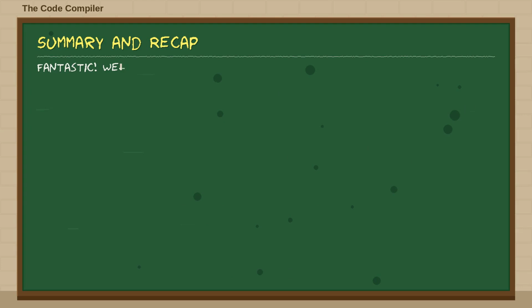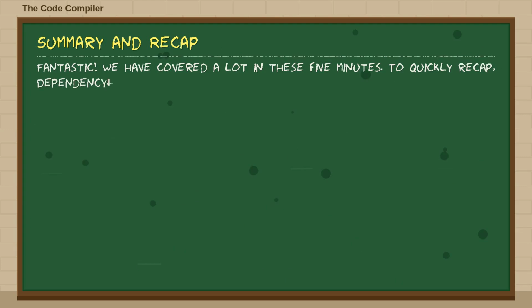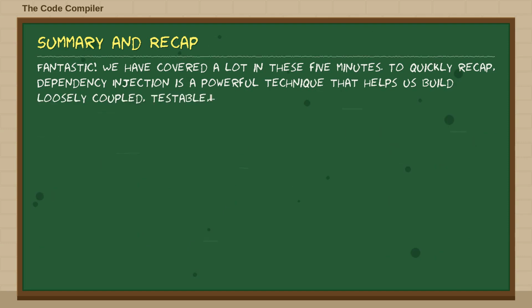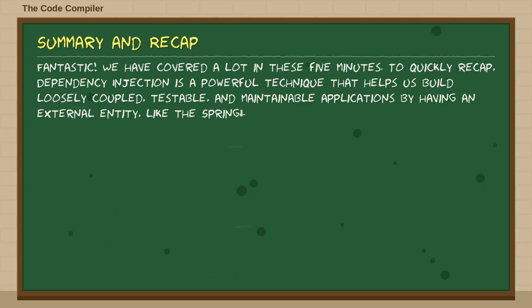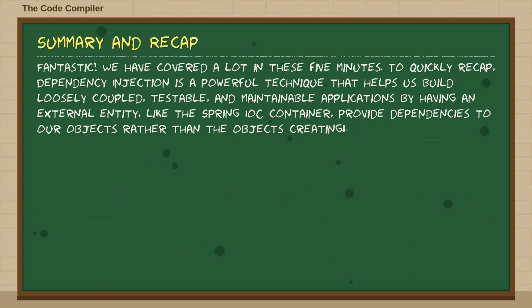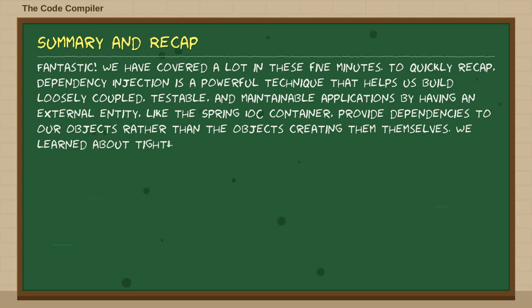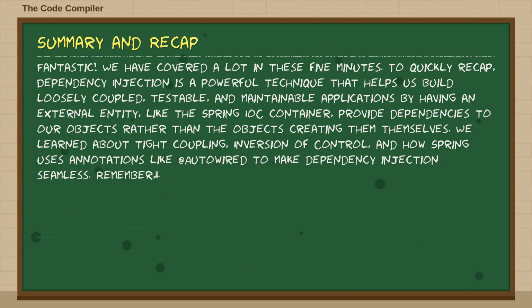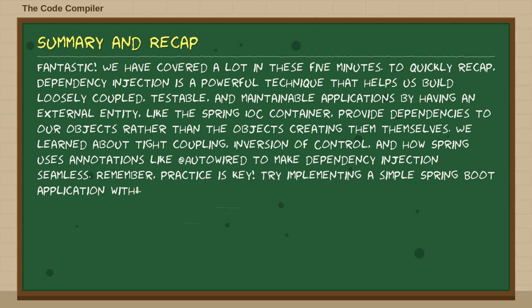Fantastic! We have covered a lot in these 5 minutes. To quickly recap, dependency injection is a powerful technique that helps us build loosely coupled, testable, and maintainable applications by having an external entity, like the Spring IoC container, provide dependencies to our objects rather than the objects creating them themselves. We learned about tight coupling, inversion of control, and how Spring uses annotations like @Autowired to make dependency injection seamless. Remember, practice is key.